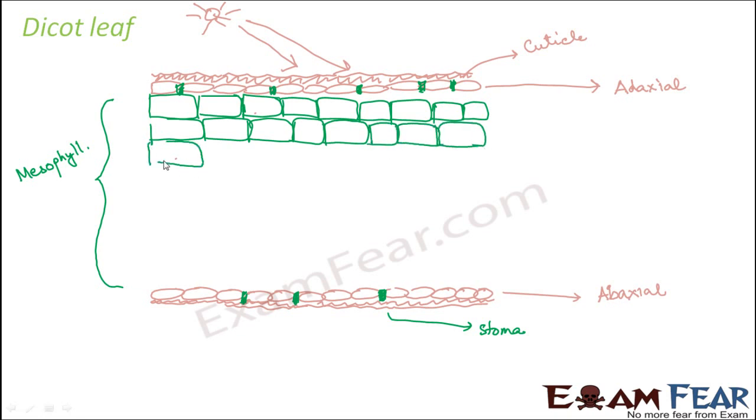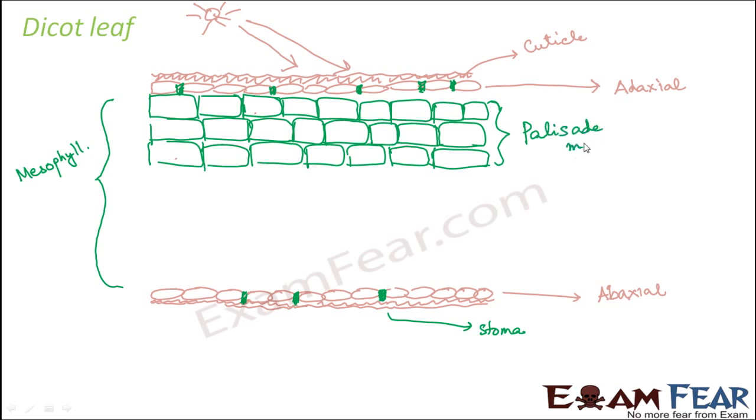Right? And this layer, what do we call this layer? This layer is known as the palisade mesophyll. Why do we call it palisade? Because palisade means side by side. So this is called palisade mesophyll layer. Right? So here too many cells are present, and there is not much empty space between them. They are all compactly arranged.